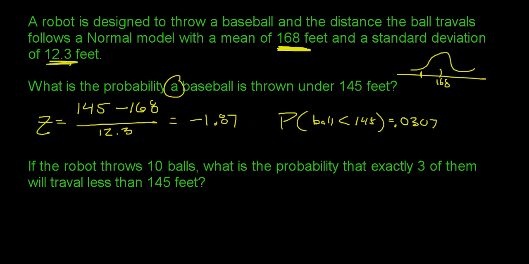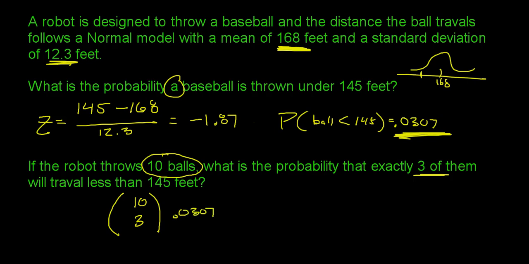All right, if the robot throws 10 balls, see now I'm not throwing 1, I'm throwing 10, that now makes this binomial, as long as the probability stays the same, and that's important. So what is the probability that exactly 3 of them will travel less than 145 feet? So now this becomes binomial, because I got 10 balls, and I'm looking for 3 of them. But again, I don't care which 3, it could be any 3, which is why I got to do the binomial model. And the probability that a baseball is under 145 is 0.0307. I need 3 of those.